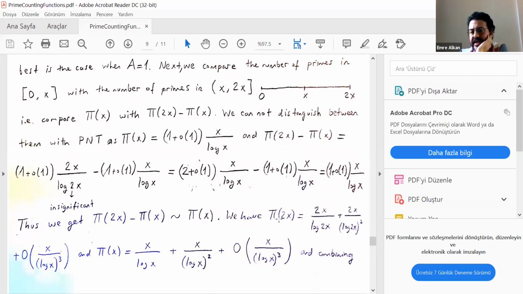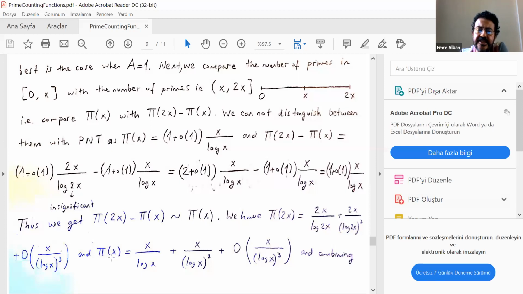Okay, so I will now try to feed this in and try to proceed. So I will write pi of 2x. I just plug in 2x everywhere in the above formula. I simply do that: 2x over log 2x plus 2x over (log 2x) squared. Of course, for the O term, I don't need to write the 2's because I can bury them into the O. I can write a different constant and I can just write this. And of course, that's the formula for pi of x.